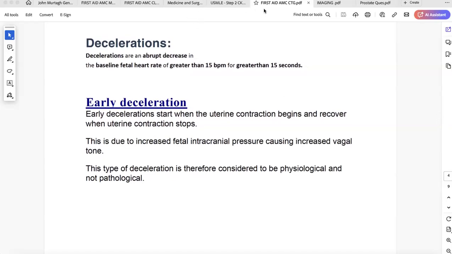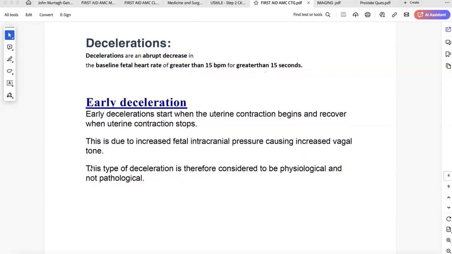Deceleration is exactly the opposite. In deceleration, there will be an abrupt decrease in the heart rate greater than 15 beats per minute, lasting for at least 15 seconds. There are three types of deceleration: early, variable, and late deceleration. Early deceleration is physiological and it's normal, nothing to be worried about.